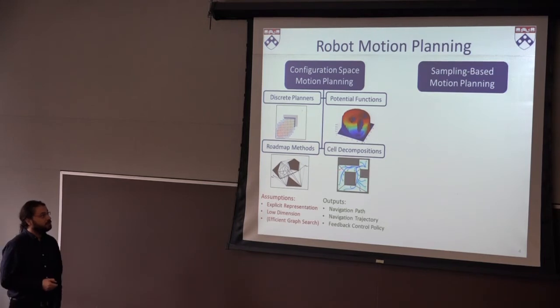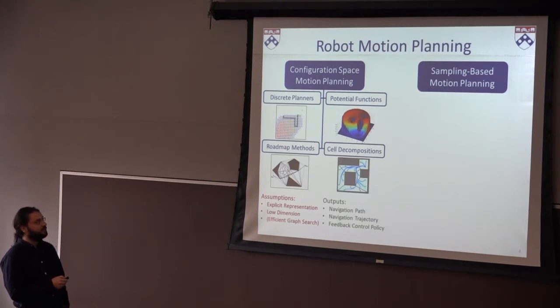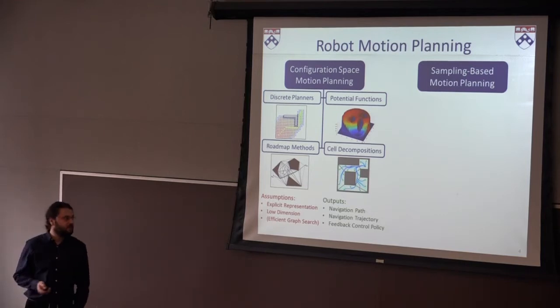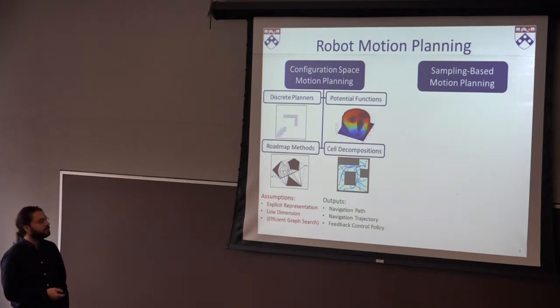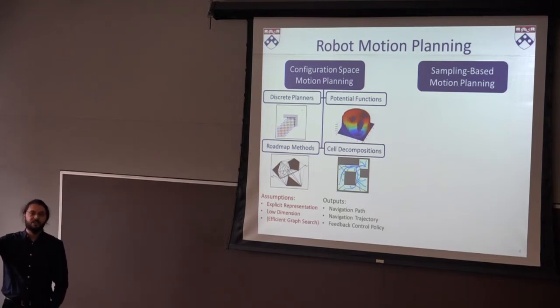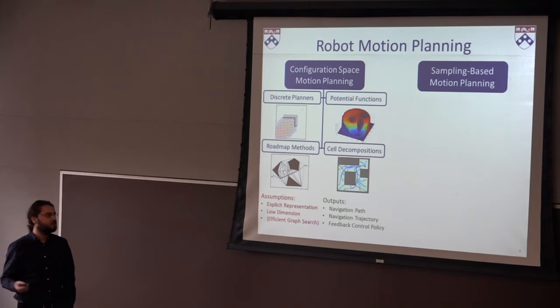Other than potential field functions, they generally have some discrete components, like discretization of the environment for the discrete planner. So most of the time they are based on efficient graph search algorithms. What they deliver for us is navigation paths. These are paths connecting the initial and final destination, but they may not be really feasible. So you will try to follow them as much as possible.